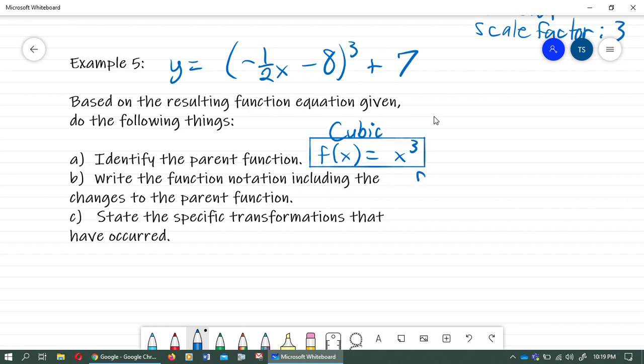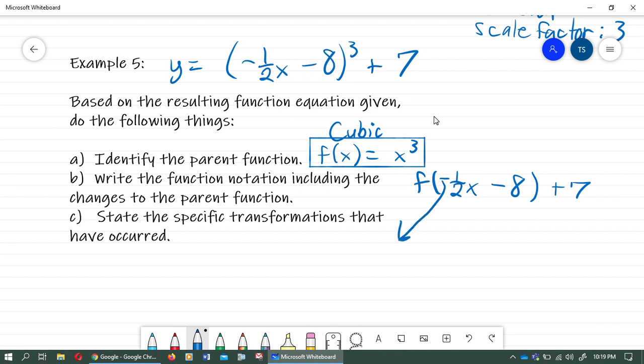All right, and so the changes, there are changes happening inside of the function and outside of the function here. We can see the outside of the function, which is going to be outside of the part that's being cubed, outside of the parentheses, you see the plus 7. And then inside of this function, along with the x, we've got a negative that's being multiplied, and it's multiplied by 1/2, and you've also got an 8 that's being subtracted. So that's 1, 2, 3, 4 different transformations happening here.